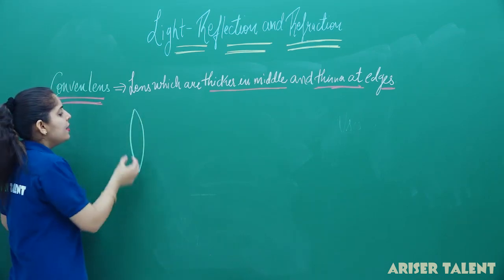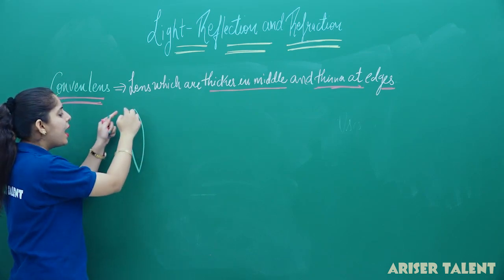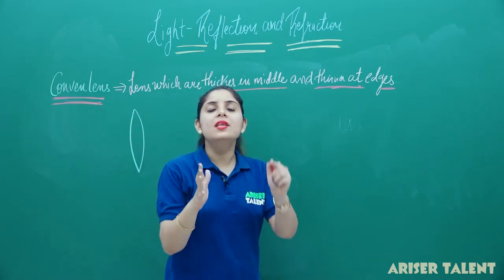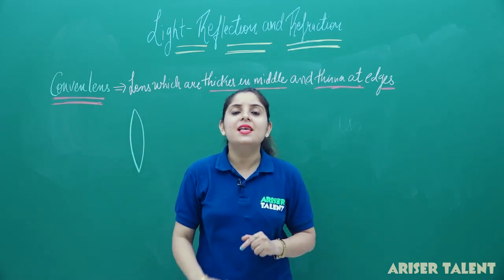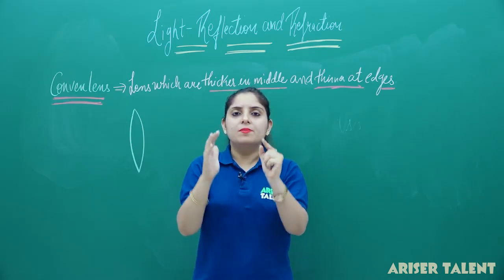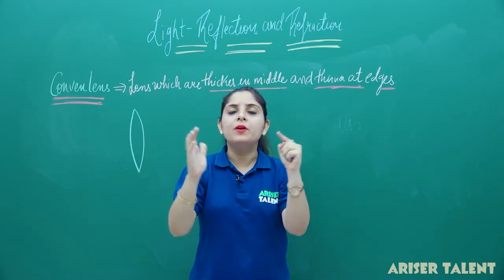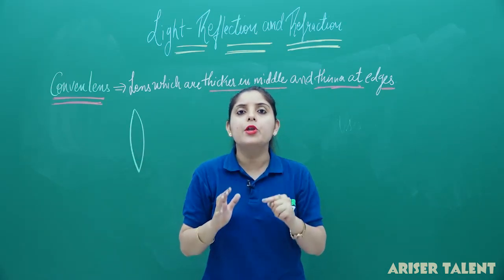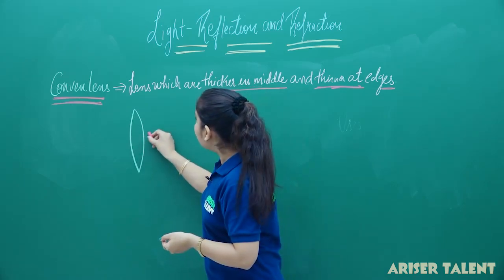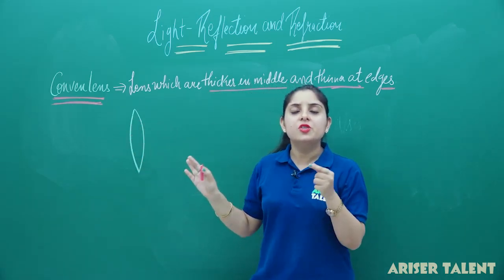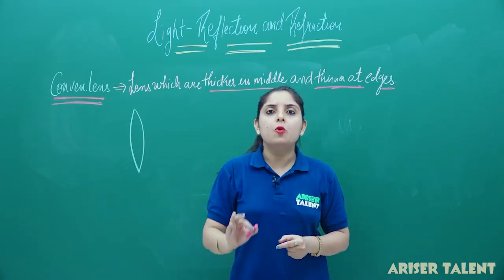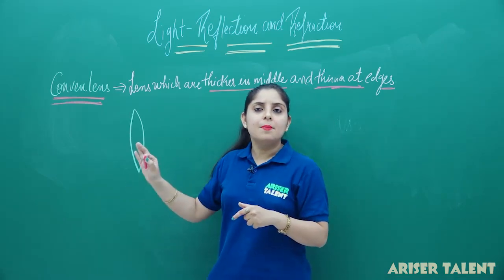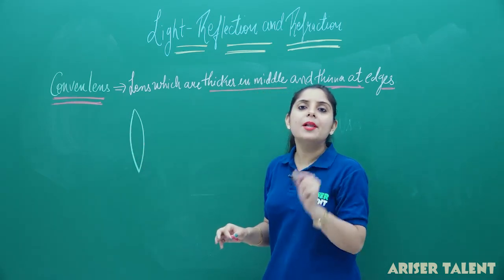So you can see that this part is thicker in the middle and thinner at the edges. In other words, we can also say that both the surfaces of the convex lens are bulging outwards. It means both the surfaces are in the outward direction. So convex lenses are those lenses which have a refracting surface bulging outwards. So this is our simple convex lens.